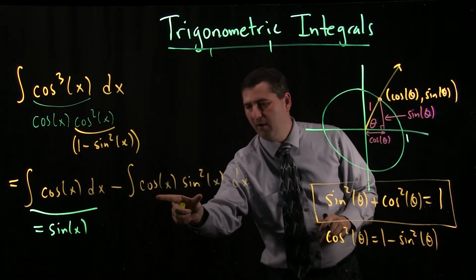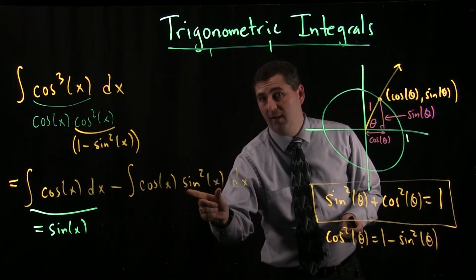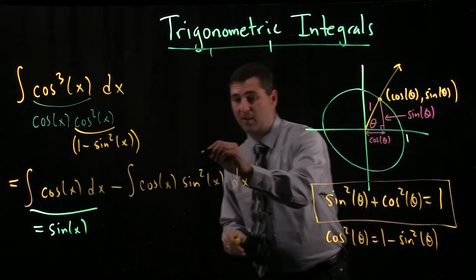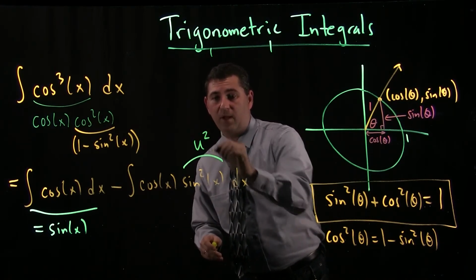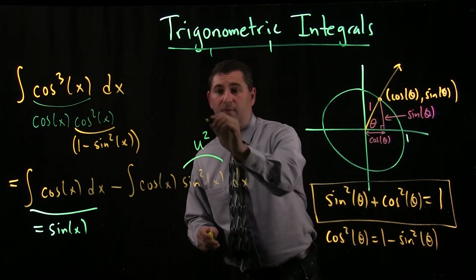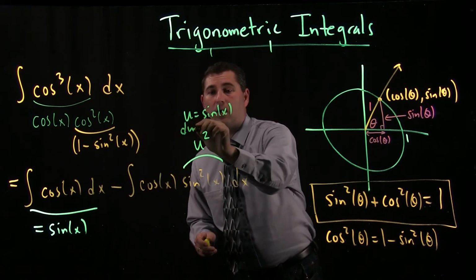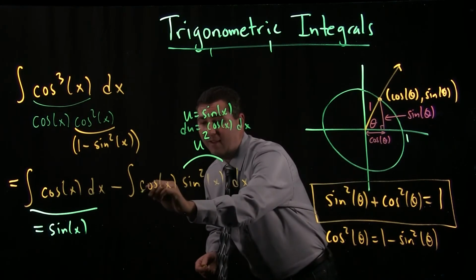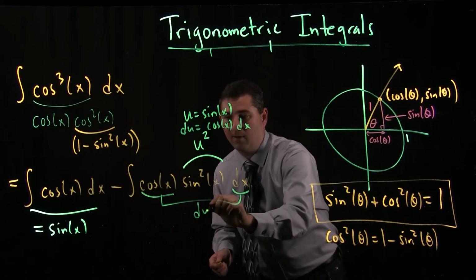Now what happens over here? Well, this looks rather complicated, but notice I have a sine and I have its derivative, cosine, which means I can do a u-substitution. I'll call u sine of x so that this becomes u squared. And then what would my du be? If u is equal to sine of x, my du will be cosine of x dx. Hey, I've got a cosine of x dx. That becomes my du. Sweet.